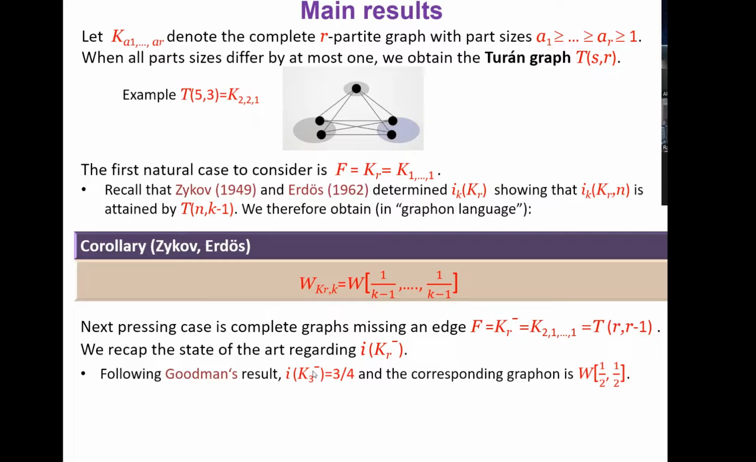So here, the number of parts of K3 minus is 2, right? It's a bipartite graph, and also the graphon is bipartite. So this might not be surprising.